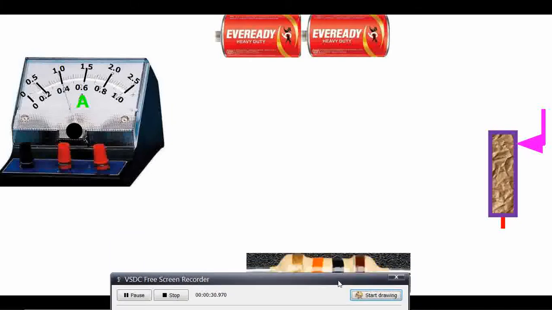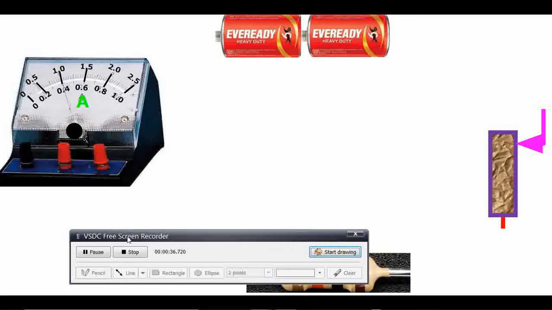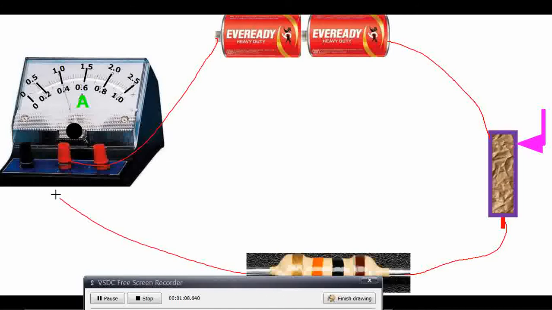Our connection. Whenever we connect, we are supposed to first connect a loop. We will connect the positive end of the ammeter to the positive end of the cell. From the negative end of the cell, we connect the variable resistor. From the variable resistor, we connect the fixed resistor. Then from the fixed resistor, we go to the negative end of the ammeter.